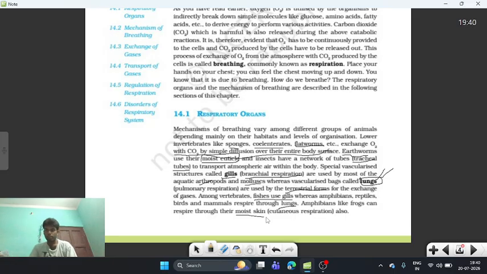So what do we get? Coelenterates, flatworms, sponges use skin. Earthworms use moist cuticles. Insects use tracheal tubes. Aquatic arthropods and mollusks use gills, and the rest of them use lungs. Frogs can use their skin also. Fishes also use gills.